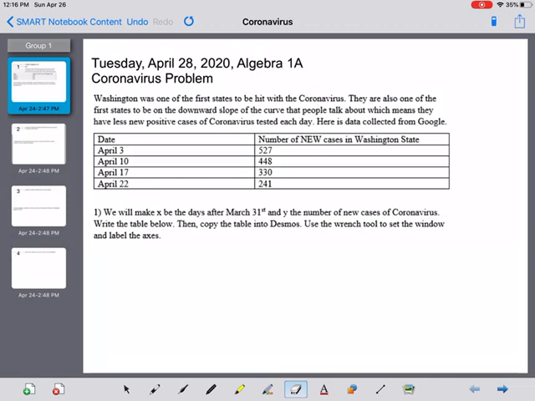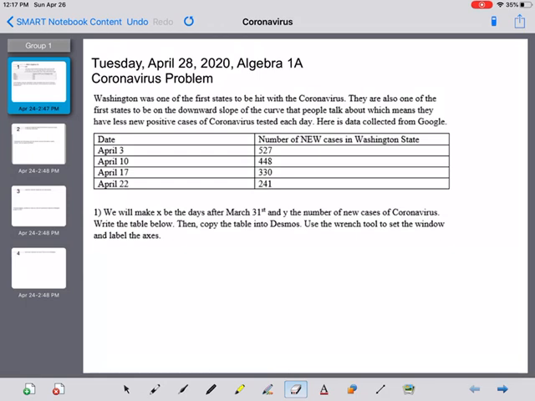Hello. Today you're going to work on a problem that I made up using real data from the coronavirus. So hopefully you've been able to print this out. Otherwise, you could do this on a separate sheet of paper.